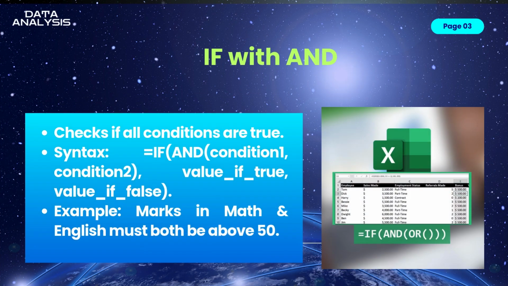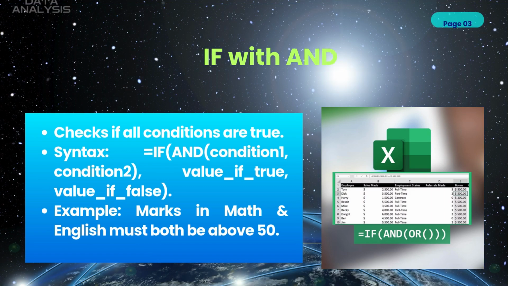The IF function with AND. The IF function is like Excel's decision maker. It asks a question and acts accordingly. Add AND to the mix, and Excel checks if all your conditions are true. Example, want to give a pass only if marks in math and English are above 50? Easy: =IF(AND(B2>50,C2>50),"Pass","Fail").